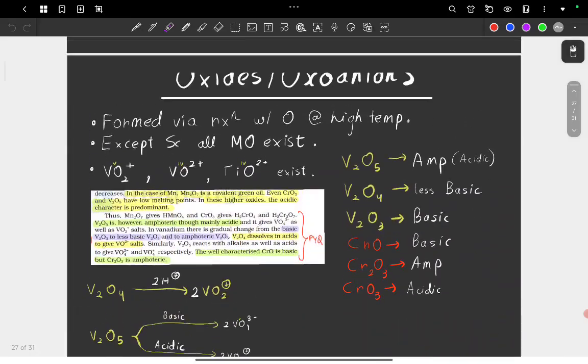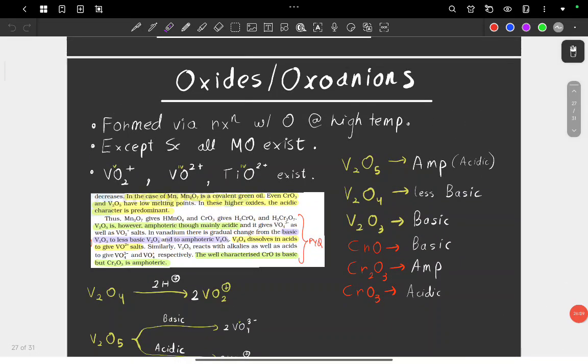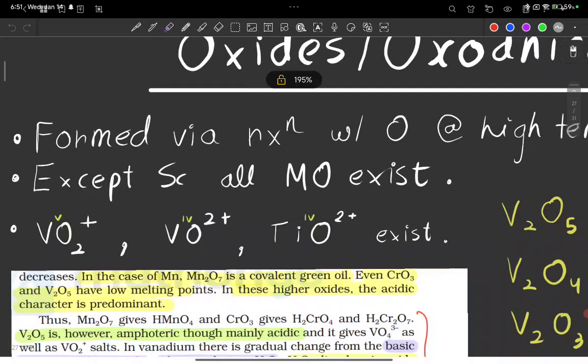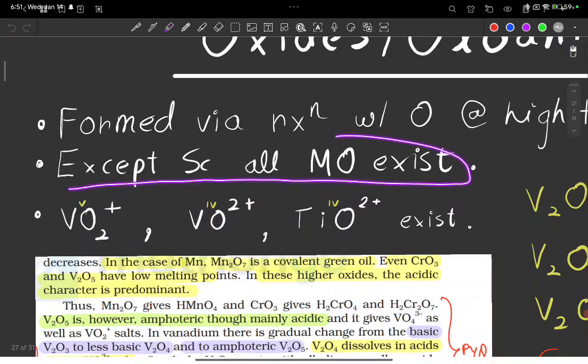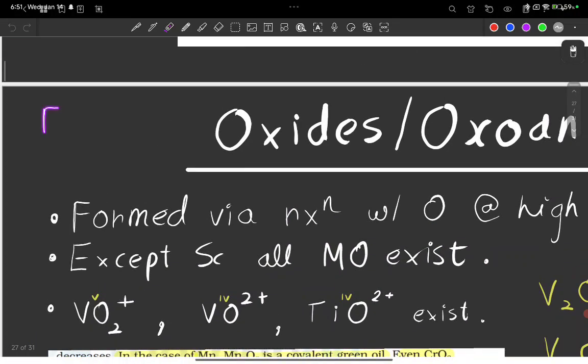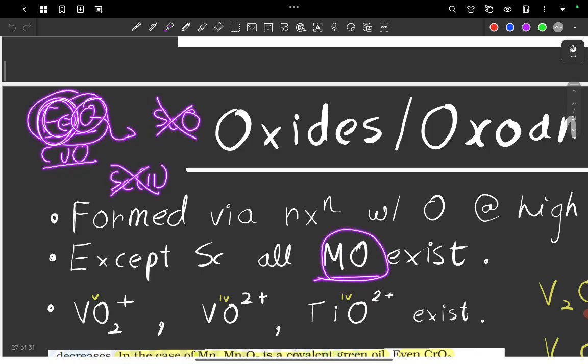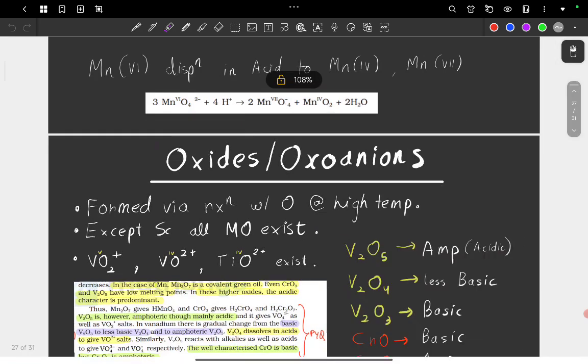So now we learn about the oxides and oxoanions of d block elements. Now, how are these oxides formed? They are formed by the reaction of the metal with oxygen at high temperatures. And except for scandium, all MO exist. What is MO? MO is basically like FeO, CuO, like one metal atom and one oxygen atom. That is what MO means. But ScO does not exist because, as I told you, the +2 oxidation state of scandium is very rare and it's not stable in this way.